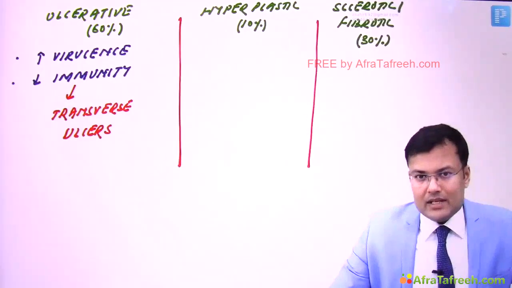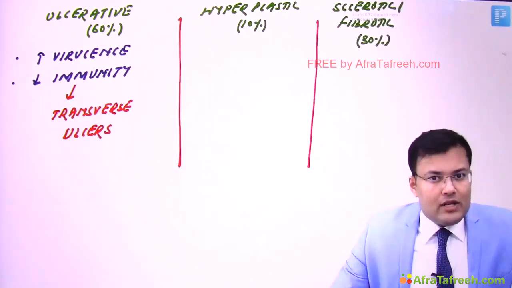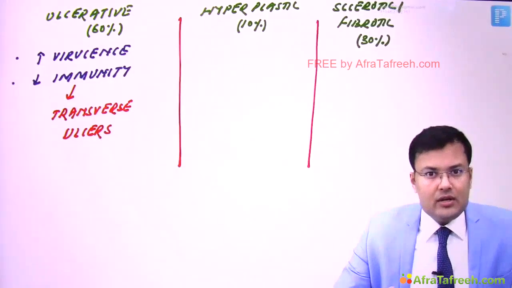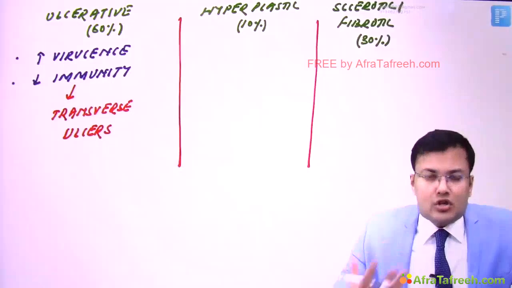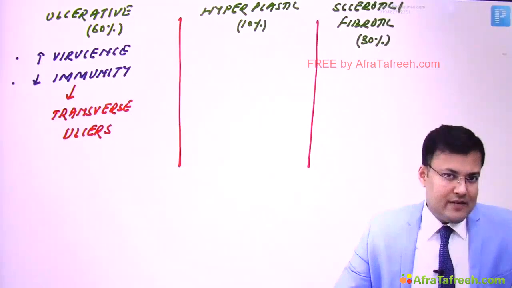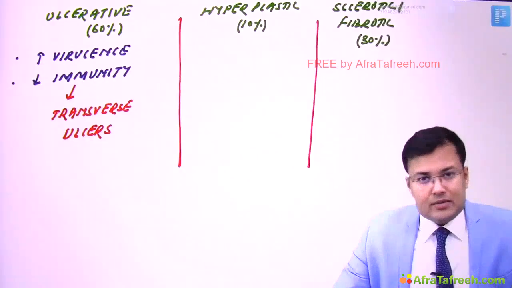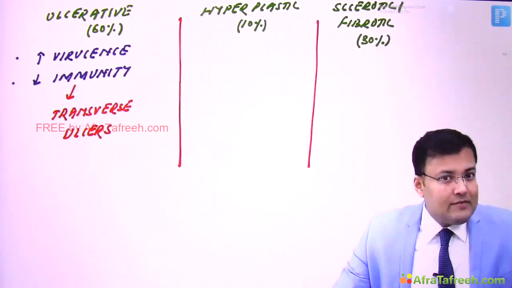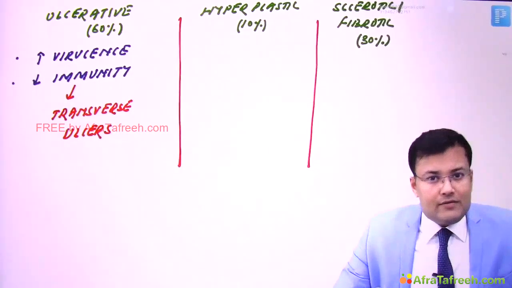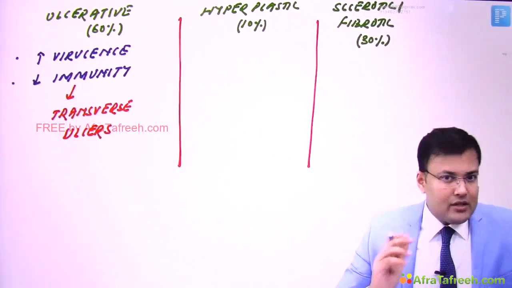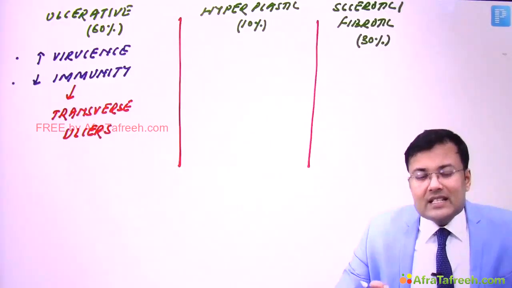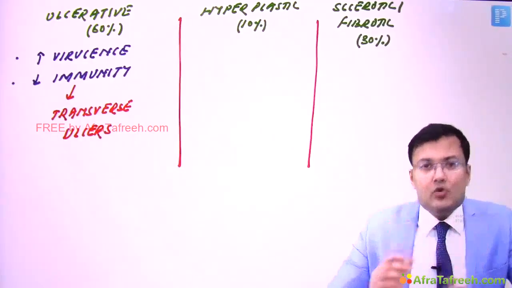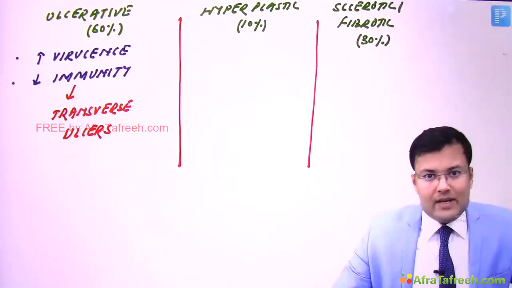What happens in hyperplastic variety? Just opposite. When the virulence of organism is relatively low and the immunity of patient is relatively good, this patient is going to mount strong inflammatory response against the infection, and because of this strong inflammatory response, what's going to happen? There is mesenteric lymphadenopathy. The lymph nodes are going to enlarge, and in those lymph nodes there is caseous necrosis, and because of this caseous necrosis, these lymph nodes are very sticky, and since the lymph nodes are very sticky, there is formation of matted bowel loops. Okay, so this is going to happen in hyperplastic variety.